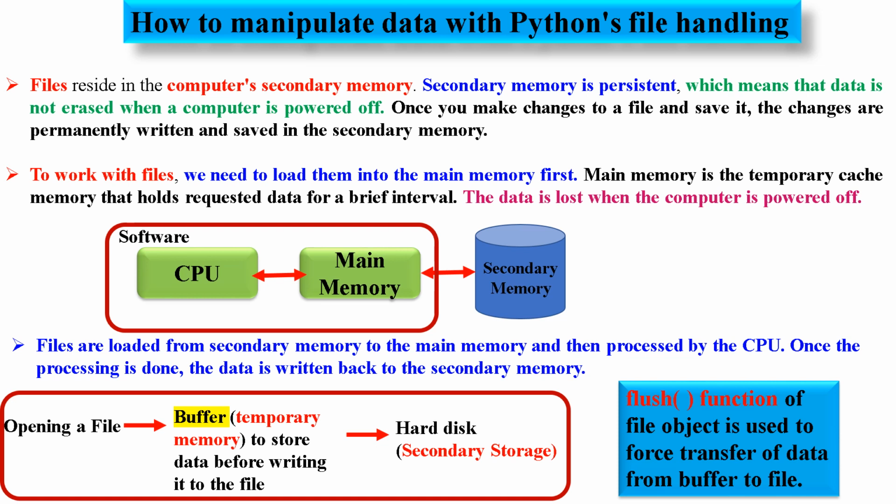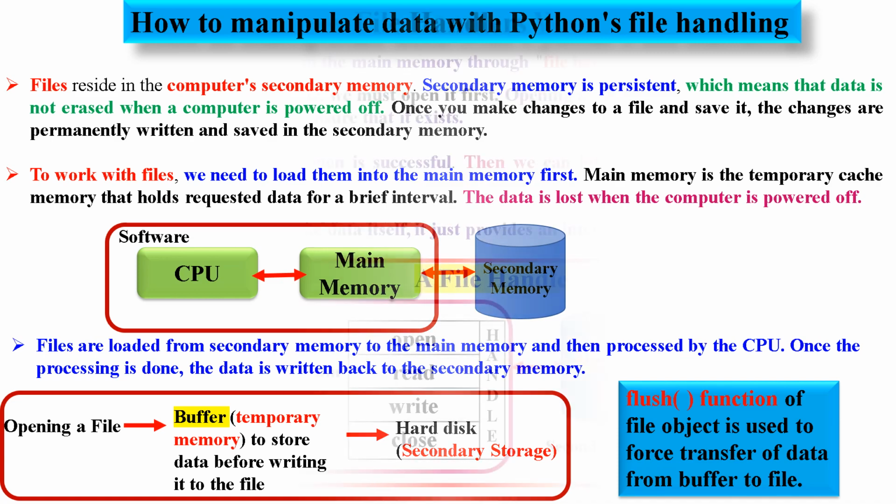This buffer acts as a temporary memory area to store data before writing it to the file. When writing content to the file, data is first placed in the buffer. Once the buffer is full or when flush is explicitly called, the data is written from the buffer to the file on the hard disk. To ensure data integrity, Python automatically transfers any unsaved data from the buffer to the file when we close it. If needed, the flush method of the file object can be used to force an immediate transfer of data from the buffer to the file before closing, guaranteeing that all data is properly written.